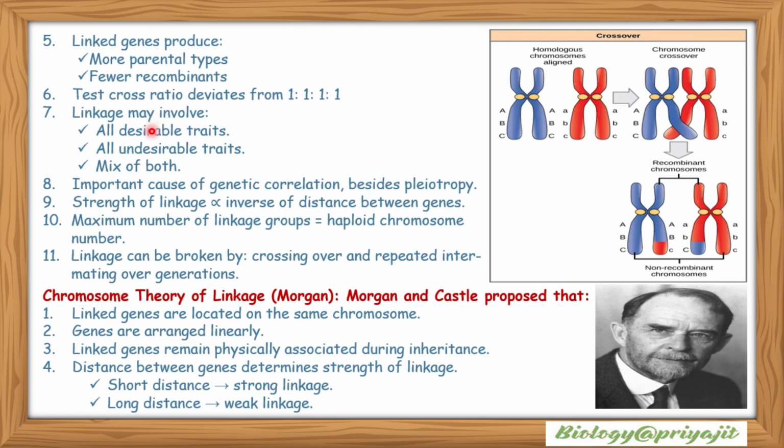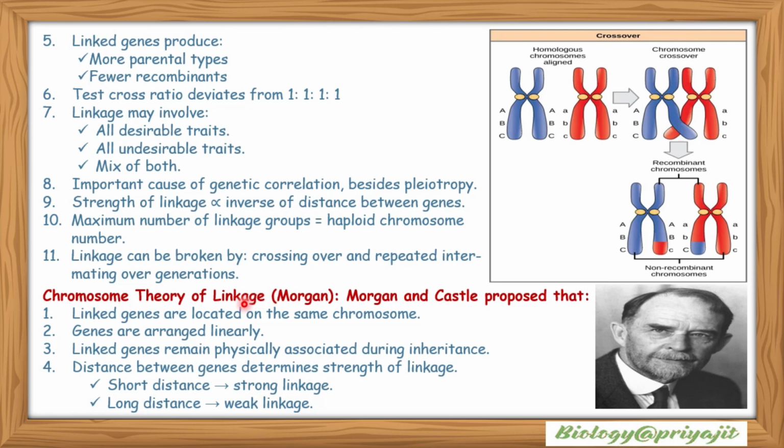The linkage may involve all desirable traits, all undesirable traits, or a mix of both. It is an important cause of genetic correlations besides pleiotropy. The strength of linkage is inversely proportional to the distance between genes. The maximum number of linkage groups is the haploid chromosome number of that particular individual. Linkage can be broken by crossing over and repeated intermating over generations.